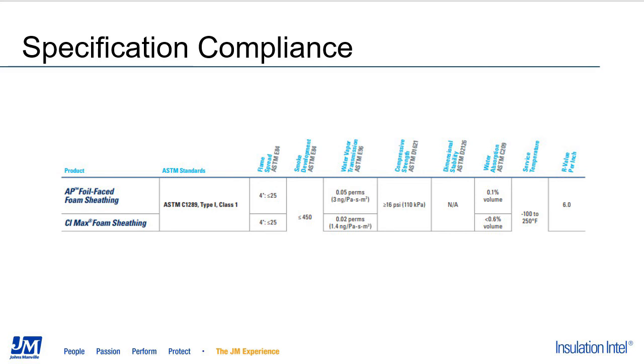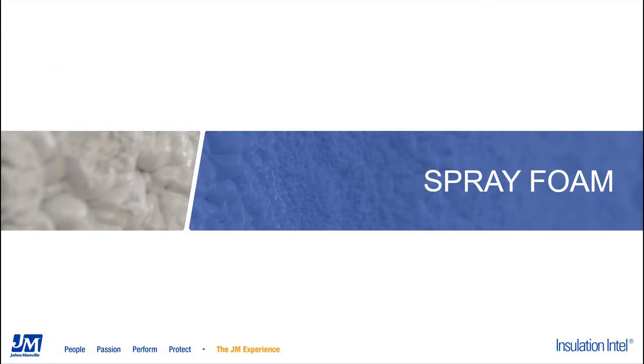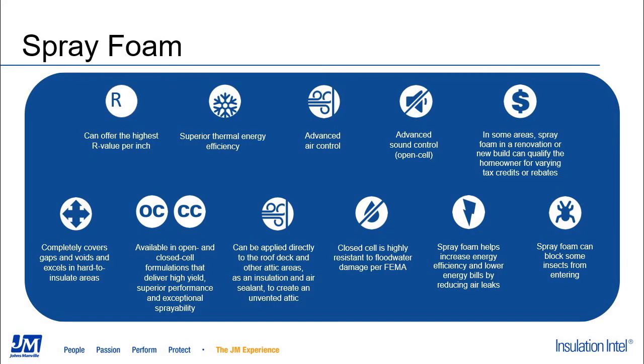Thank you, Eric. Next, I'm going to talk about our Corbon spray foam product line. There are many advantages to using spray foam to insulate your building. Closed-cell spray foam products offer the highest R value per inch, at R7 per inch, to provide superior thermal energy efficiency. The high R value comes from a blowing agent that is trapped between every single cell of the foam, preventing the flow of thermal energy through the material.